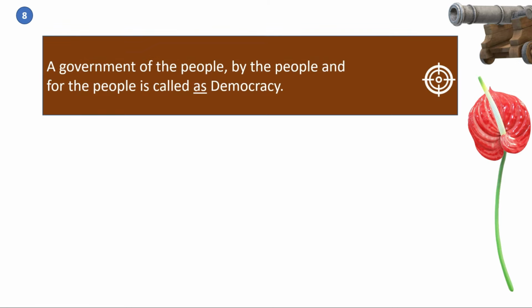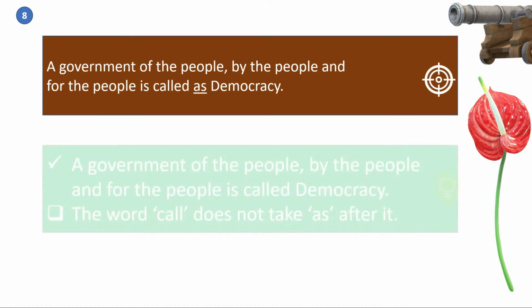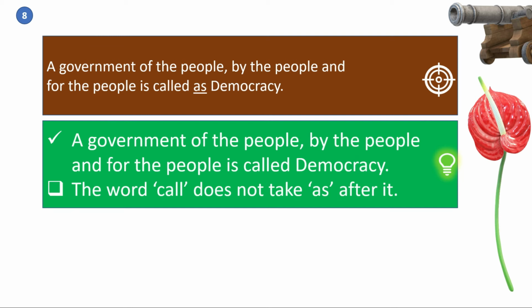Number 8. A government of the people, by the people, and for the people is called as democracy. What's wrong here? I have already underlined that's the problem area. Actually, we should say a government of the people, by the people, and for the people is called democracy.